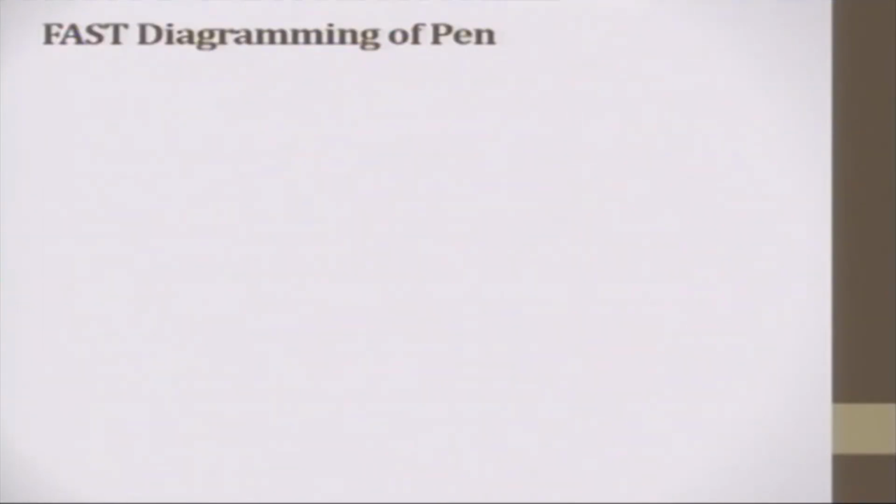So I will construct a FAST diagram for a pen. I have taken a pen as an example here. What is the basic function of the pen? Write notes. Then why do we write notes? Is there a higher order function here? I am trying to identify the highest order function. Why do we write notes? Yes, we need to record information.